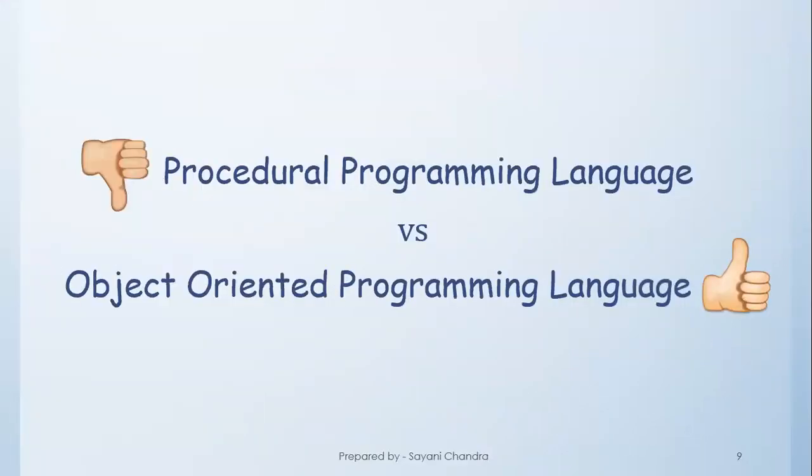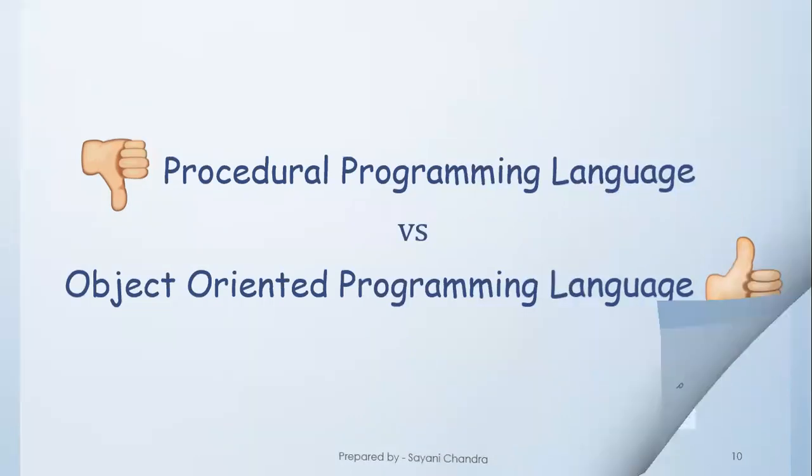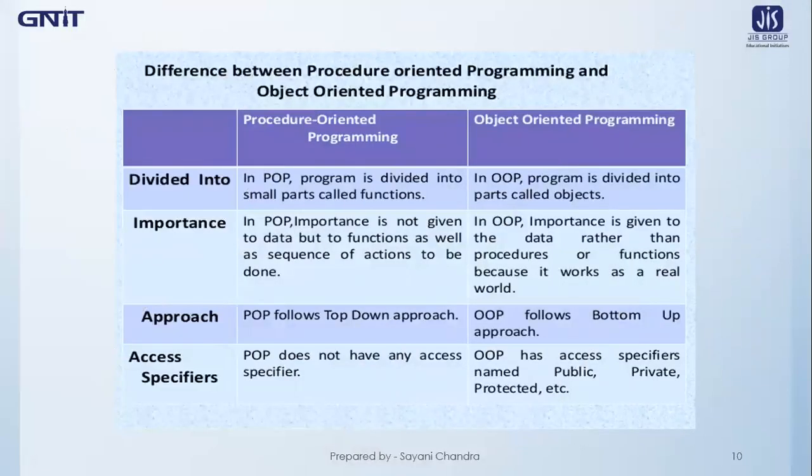So now let's come to the difference between procedural programming language and object-oriented programming language. We have all learned C language, so we know what is a procedural programming language. Procedural programming language is a language which deals with procedures. Now, what is the meaning of procedures? Procedures are basically functions. So procedural programming language or procedure-oriented language deals with functions or procedures. That's why they are known as procedure oriented programming or procedural programming language.